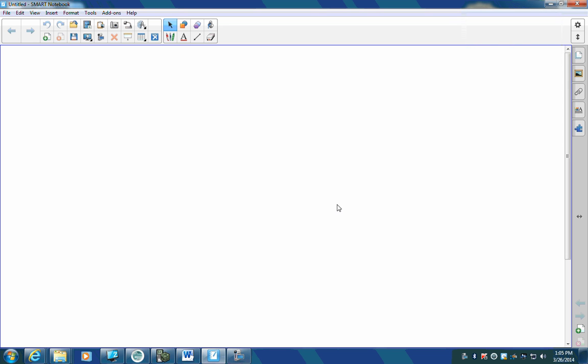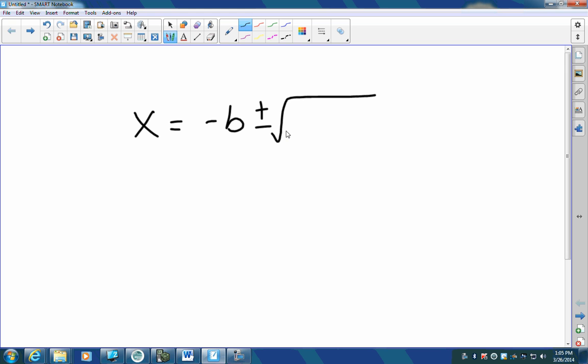All right, with the quadratic equation. First off, on your paper, I want you to write down the quadratic equation. And the good thing is you don't have to memorize it. It's on your formula chart and you'll have it. Okay? x equals negative b plus or minus square root b squared minus 4ac all over 2a.